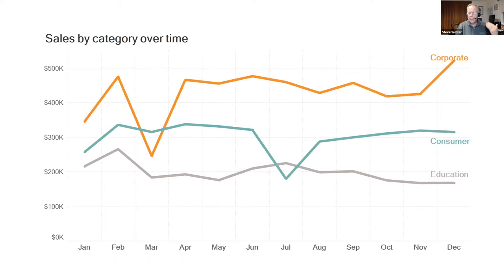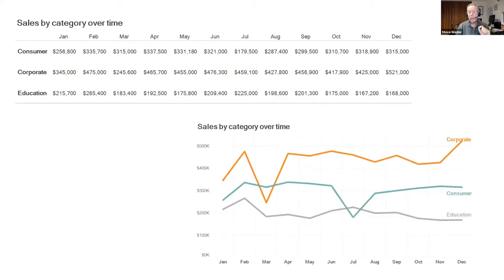You know, you can see this stuff instantly. Hey, corporate is on top, except in March. What happened there? Yikes. And I can see the consumer was second, but what happened in July? That's very hard to tell from the other item. Simple question, and look how easy it is to answer with a line chart than it is with the spreadsheet. Still, though, they may go, look, I like my numbers.